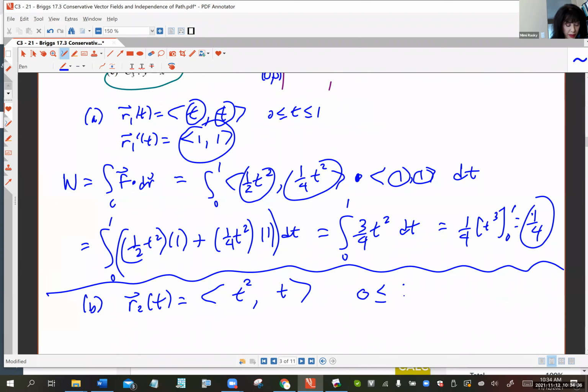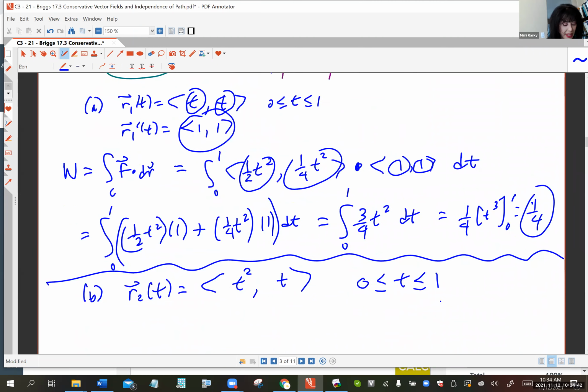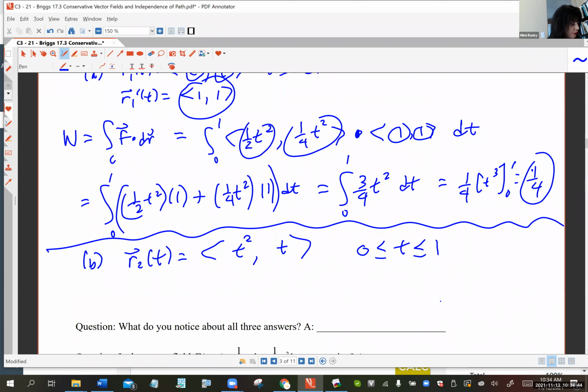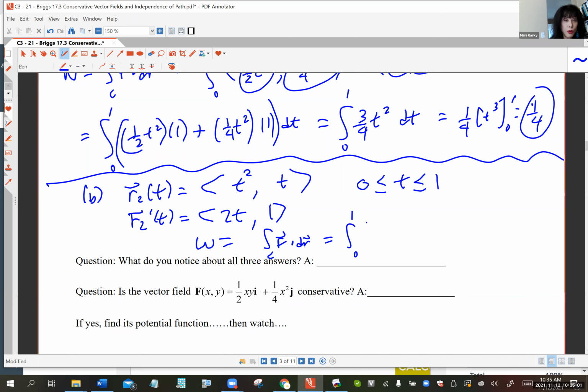And once again, we have to figure out what the range is for time t. But if we let t go from 0 to 1, it will match the curve. Okay? We go ahead and get our r prime. So I get 2t and 1. Okay, so then the work done is the line integral of F dot dr, which for us will be the regular integral going from 0 to 1.